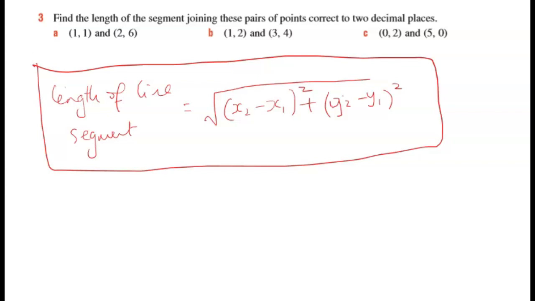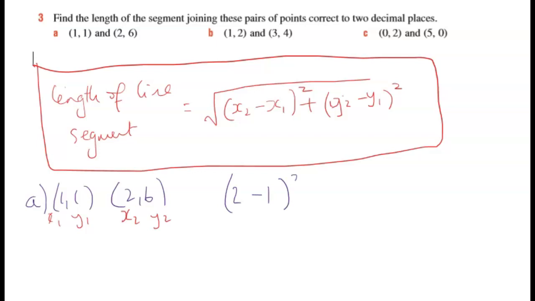So let's look at question A first. So we've got 1, 1, and the other point is 2, 6. So label them. Now it doesn't matter which one you call x1, y1 and x2, y2. The formula will still work. So we're going to substitute in, first of all, x2, which is 2, and then x1. And then we're going to put in y2, which is 6, and then y1, which is 1. And don't forget to take the square root. So I usually do the square root at the end, just because otherwise it gets a bit messy. And I'm just going to write L equals, so the length of the line equals.